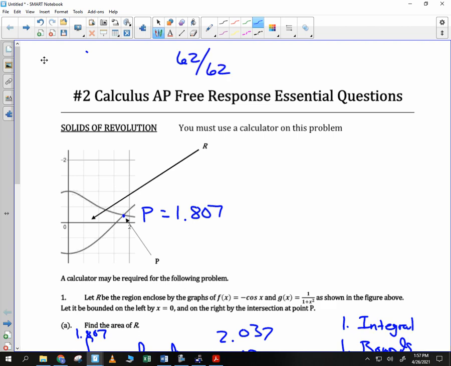Score it. Share it with somebody and come around and see how you did. Last one was worth 8, I think.